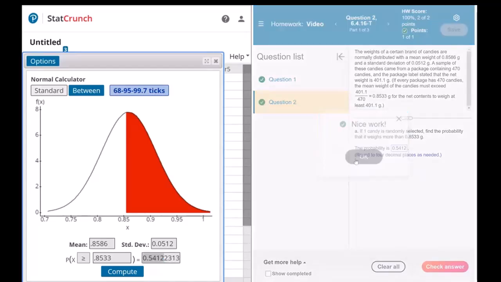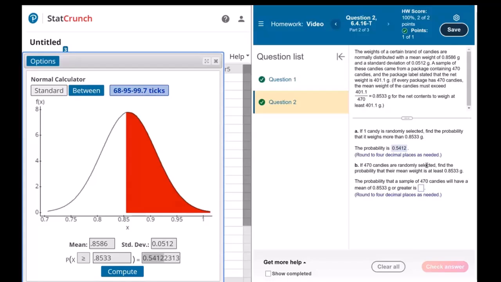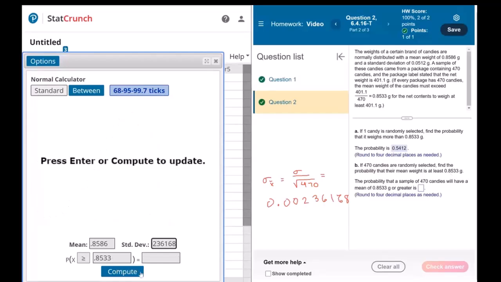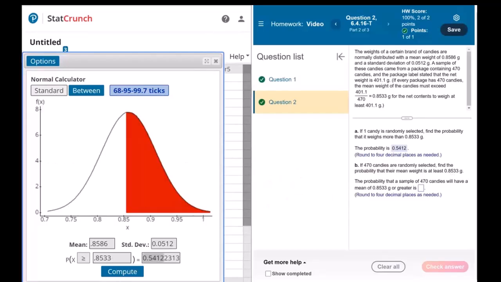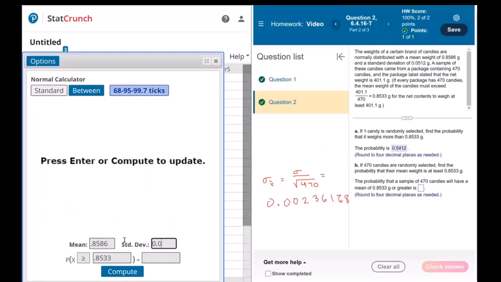Check answer. If 470 candies are randomly selected, find the probability that their mean weight is at least 0.8533. The only thing that's different is my standard deviation when I'm looking at a sample size. It is going to be the original standard deviation divided by the square root of n, and here n is 470. My standard deviation is 0.02361. And we still want to know the probability that it's greater than 0.8533.